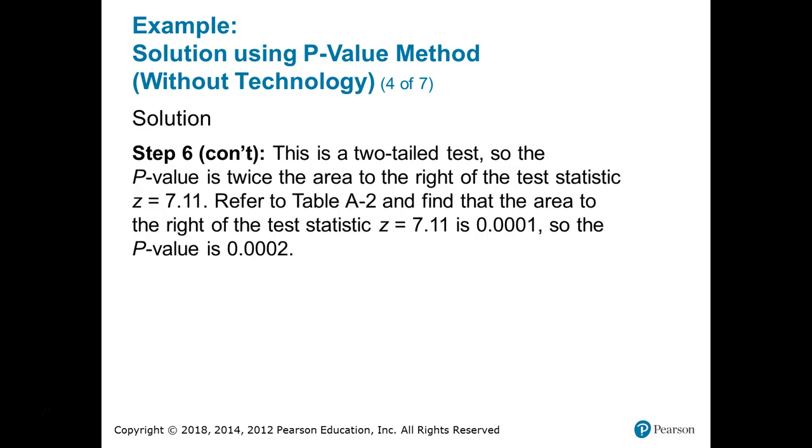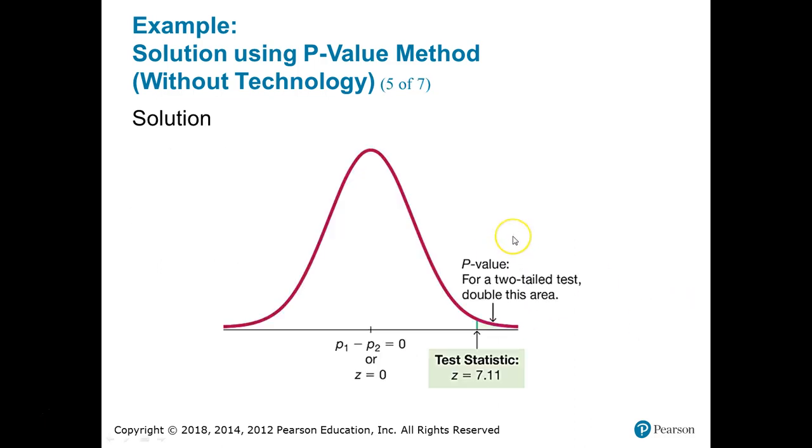This is a two-tailed test because our alternative is a not equal to symbol. So the p-value is twice the area to the right of the test statistic. We refer to table A2, and we find that the area to the right is 0.0001. So the p-value is going to be 0.0002, double this value right here.